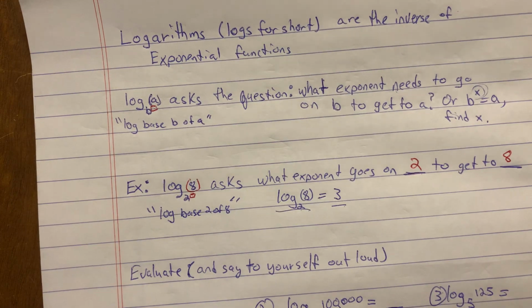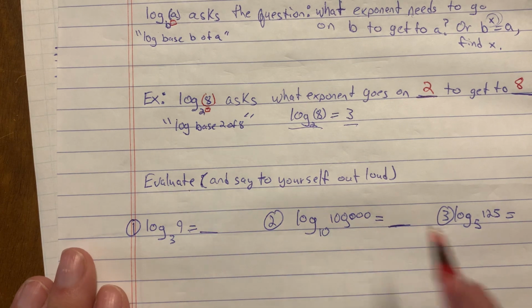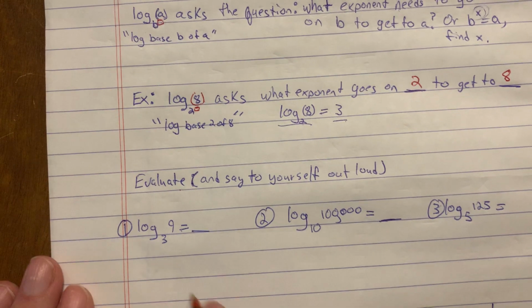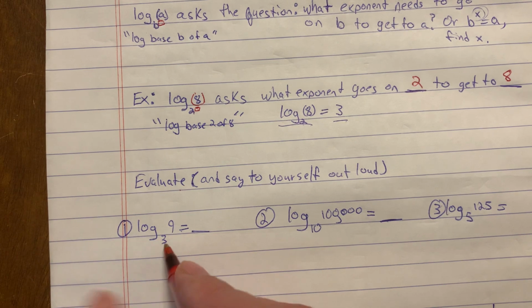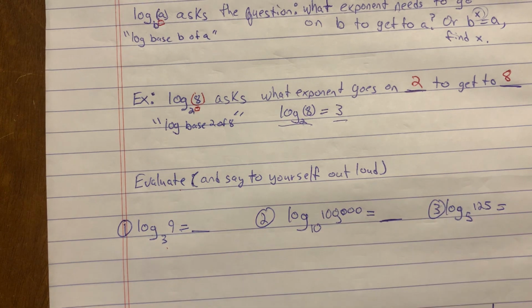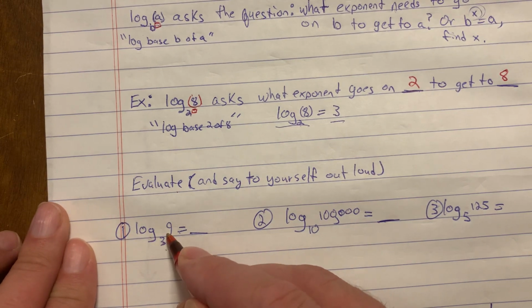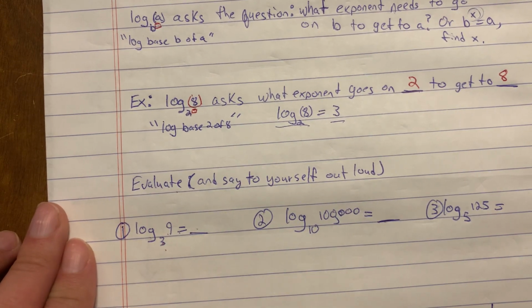Okay, so as you're doing these, I want you to evaluate, which means find the value of, and say it to yourself out loud. So, for instance, on this first one, when you're reading it, and for each other one, say to yourself, log base 3 of 9. I would actually prefer if you said it out loud, even if you're sitting in a room by yourself somewhere. It will help your learning. Log base 3 of 9 is equal to what? So you're going to evaluate all of these and say them out loud.